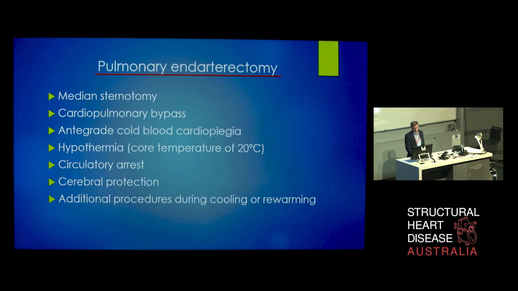Any additional procedures can be performed during cooling and rewarming, such as coronary surgery, valvular surgery, etc. Many of these patients are morbidly obese, and there may be 2 or 3 hours of rewarming from 20 degrees. So you've got plenty of time to do any additional procedures. The heaviest patient that I've ever done this operation on was in the United States. That was 450 pounds, an 18-year-old, and it took about 4 hours to rewarm from 20 degrees.